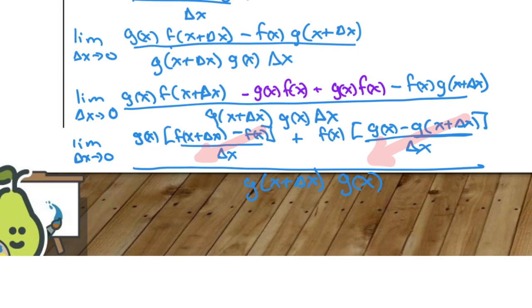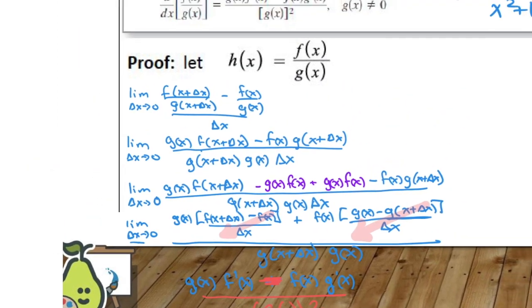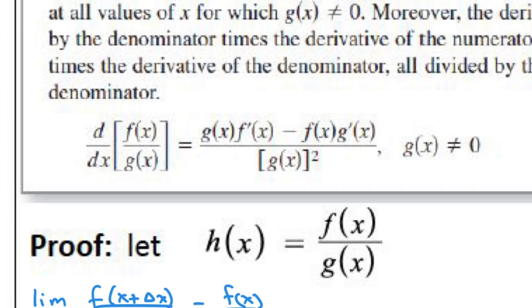So what we now have after we apply the limit as delta x goes to 0 is g of x times f prime of x plus f of x times the negative g prime of x. You know what? We're going to actually not have a plus. Let's do a minus sign in here to accommodate the negative. All divided by your g of x squared. All right. Wow. That is the proof for your quotient rule.